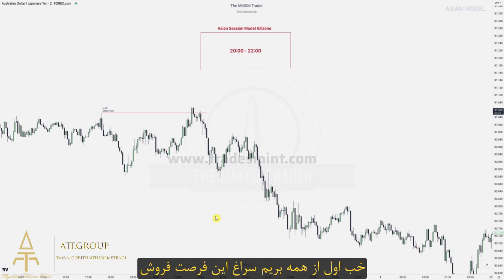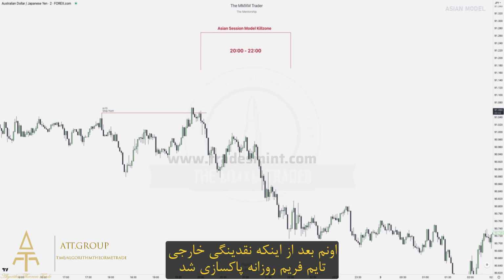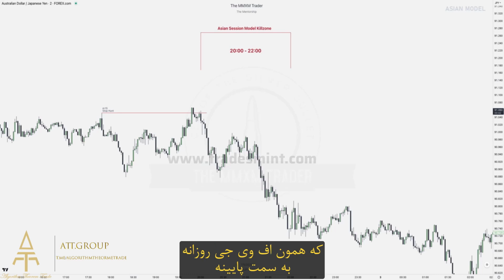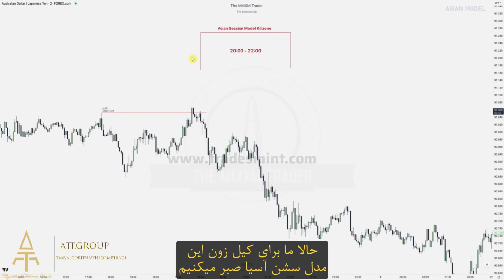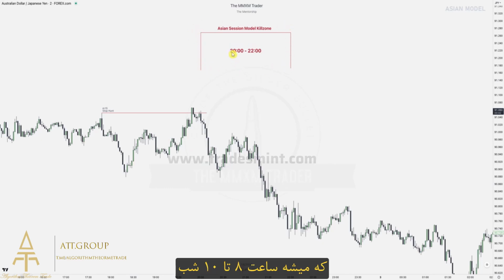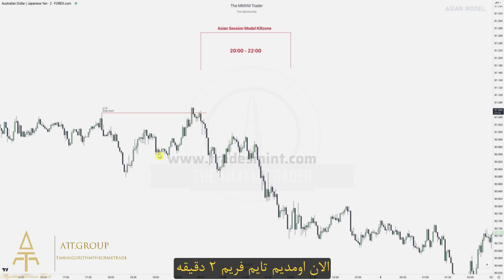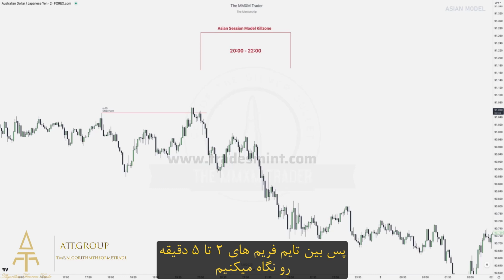So first of all, let's go over that sell opportunity, right? After we take that external range liquidity on the daily time frame, our draw on liquidity is going to go to that internal range liquidity, which is that daily fair value gap lower, right? Now we wait for our Asian session model kill zone, which is that 8 to 10 p.m., and then we wait for a 15-minute stop hunt. Now we're on a 2-minute time frame, right? Not on a 1 minute, so we're going to be looking between 2 and 5-minute time frame.